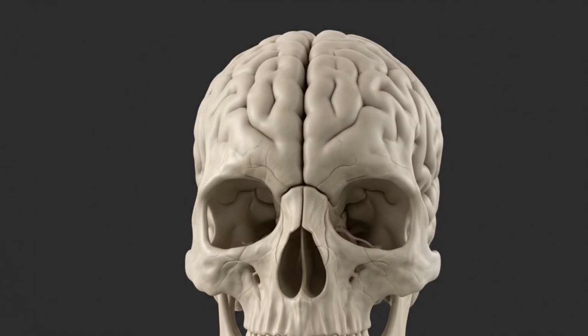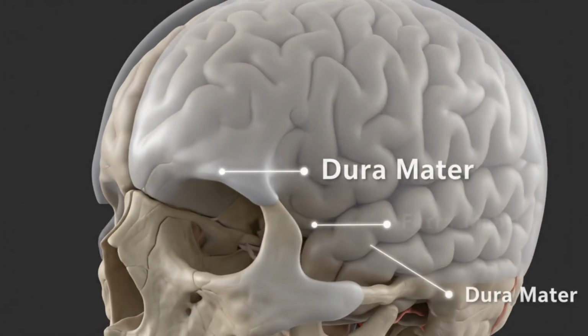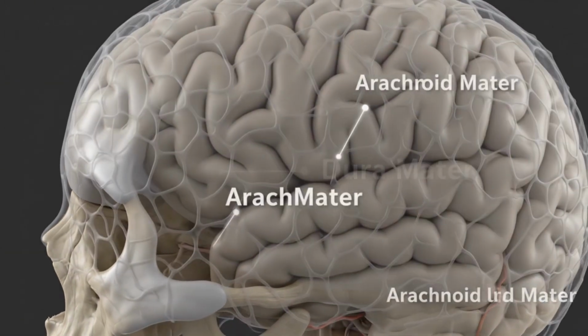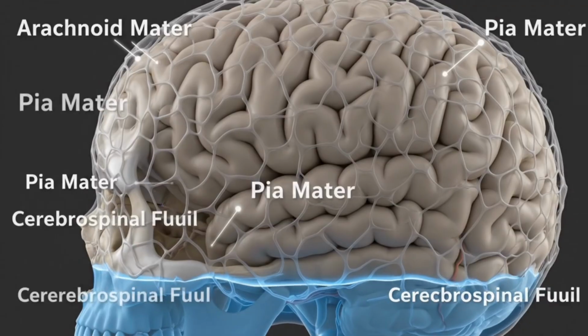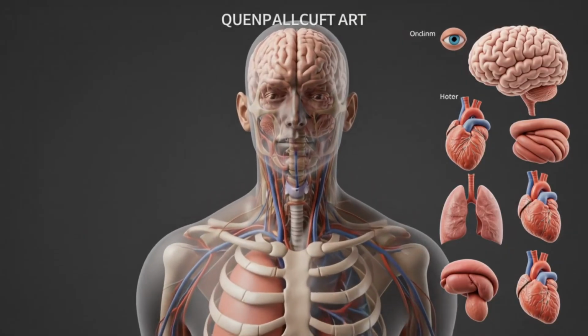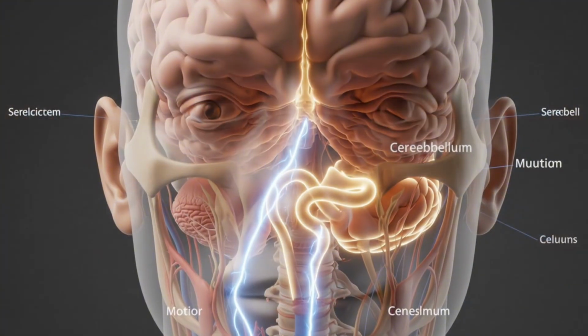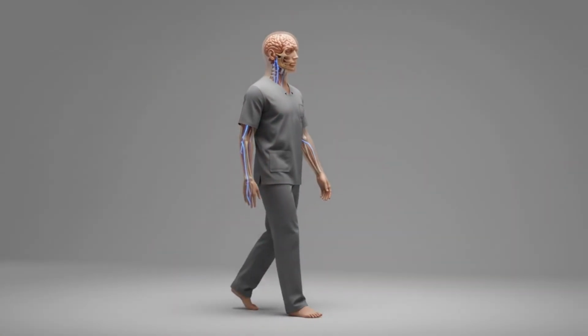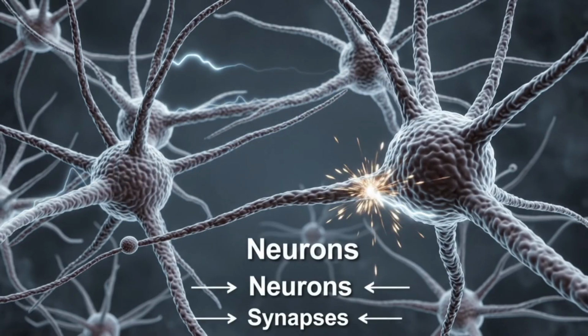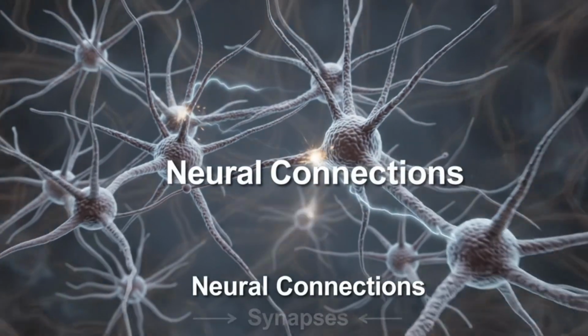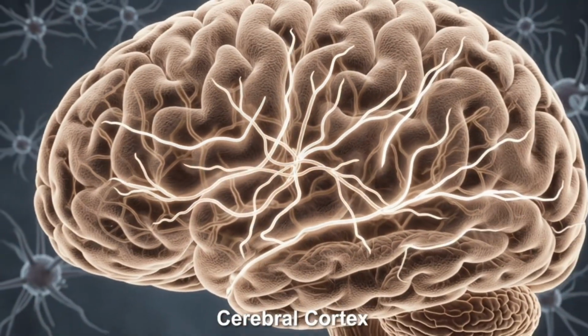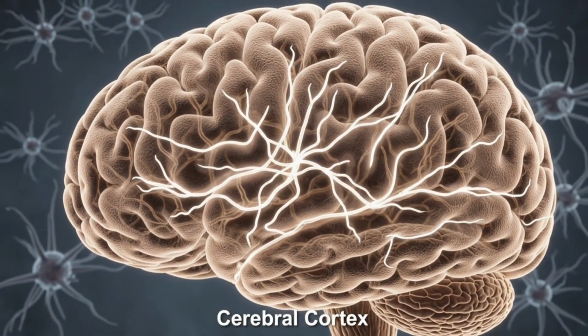The human brain is protected by several layers. The skull is the outer casing. Inside, we have the meninges. The brain maintains balance by integrating signals from the eyes, inner ear, and muscles. These signals converge on the cerebellum. At the microscopic level, we see neurons forming connections. Through repeated activity, these connections strengthen.